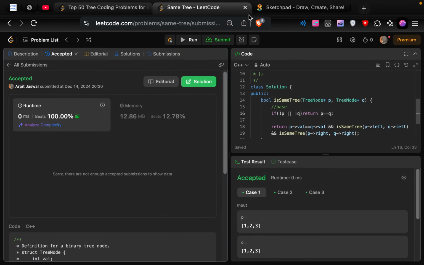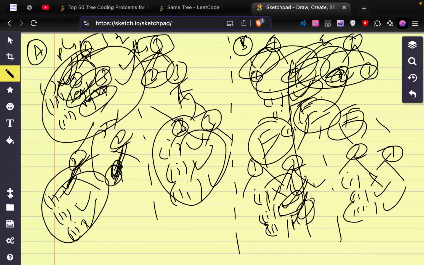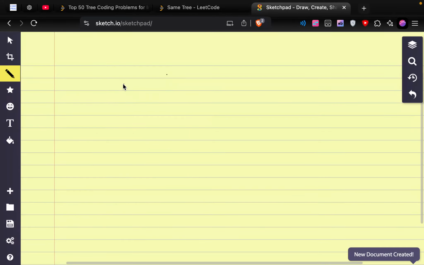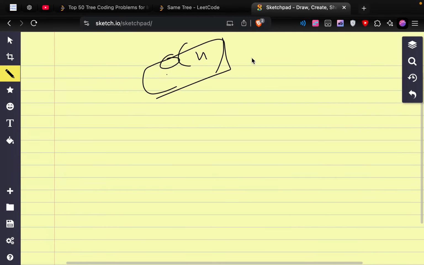Now, the space complexity and time complexity. The space complexity we'll discuss later. The time complexity is simply O of the number of nodes because you're traversing all the nodes essentially.